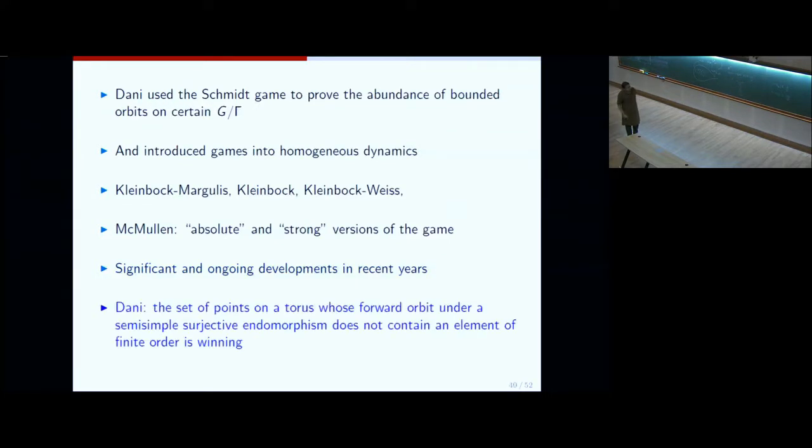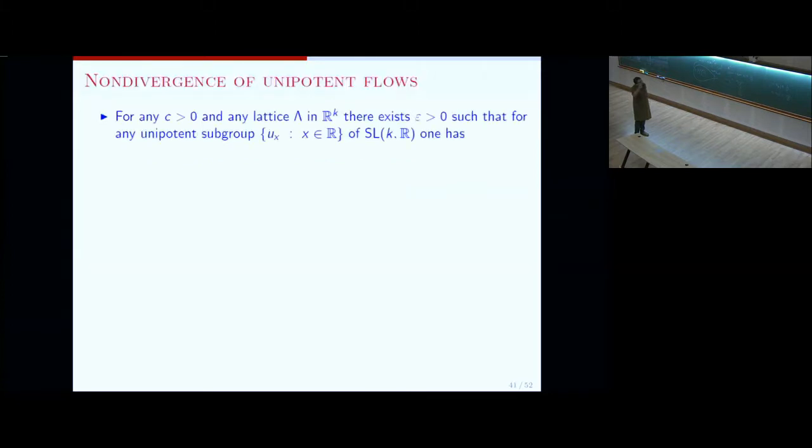Dani also had a nice paper where he studied endomorphisms of tori and proved that a certain set of non-dense orbits here is also winning for Schmidt's game. Okay, so now I'm going to come to the second paper, the paper on the right-hand side in the picture, which has to do with the divergence or non-divergence of unipotent flows.